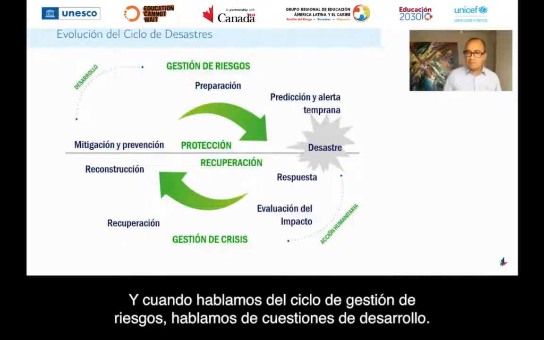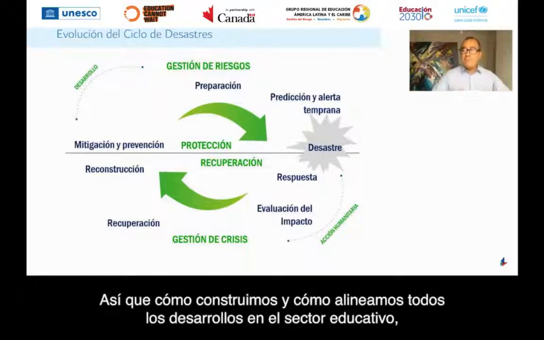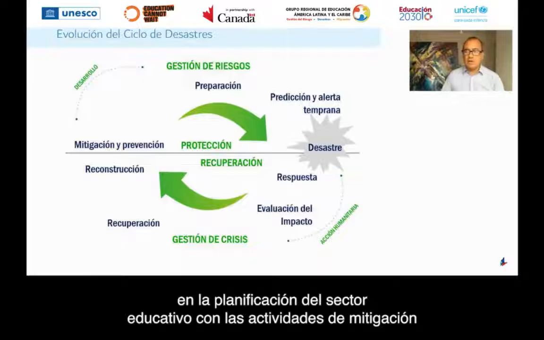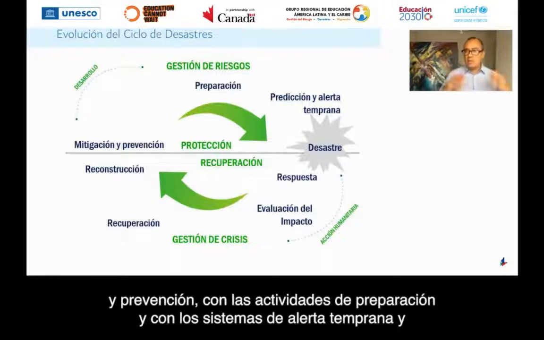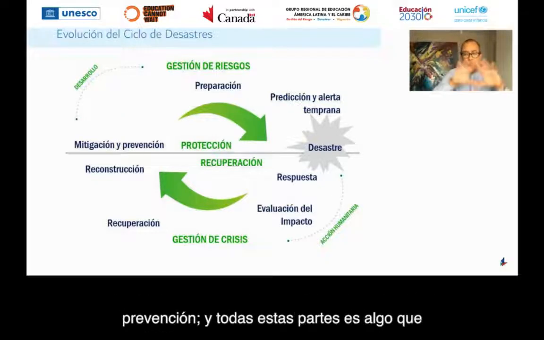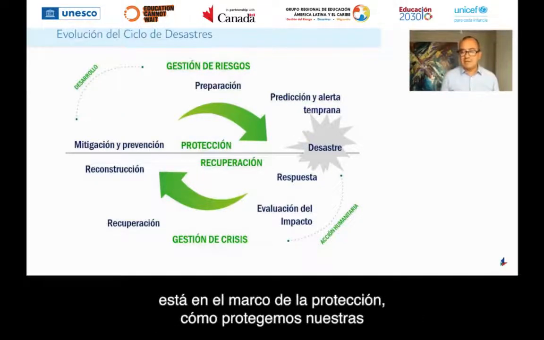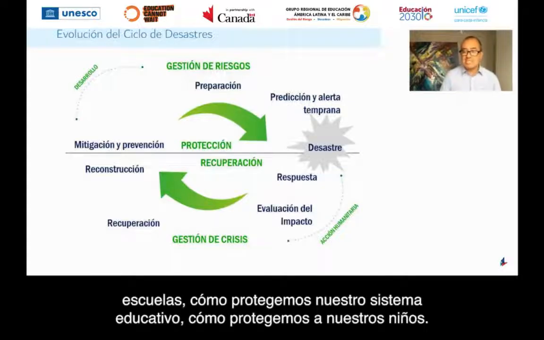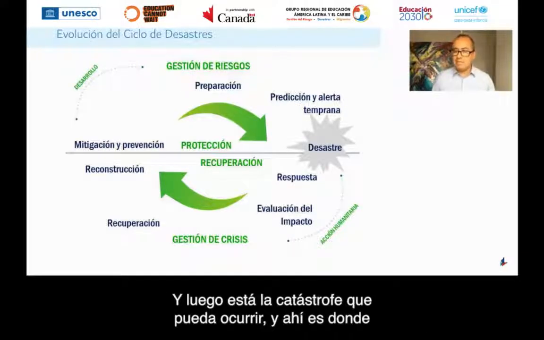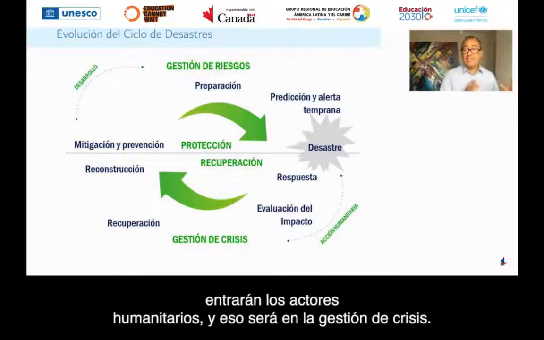When we are talking about the risk management cycle, we are talking about development issues. How do we build and align all the developments in the education sector, in the planning of the education sector, with mitigation and prevention activities, with preparedness activities, and with early warning systems? All this is in the framework of protection: how we protect our schools, how we protect our educational system, how we protect our children. And then there is the disaster that could happen, and that is where the humanitarian actors will enter.